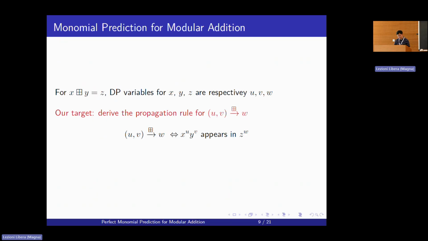So to study the monomial prediction for modular addition, we need to study the rules for u, v, and w that make the monomial x^u y^v appear in the monomial z^w. So it's equivalent to saying we need to study the algebraic structure of the modular addition.